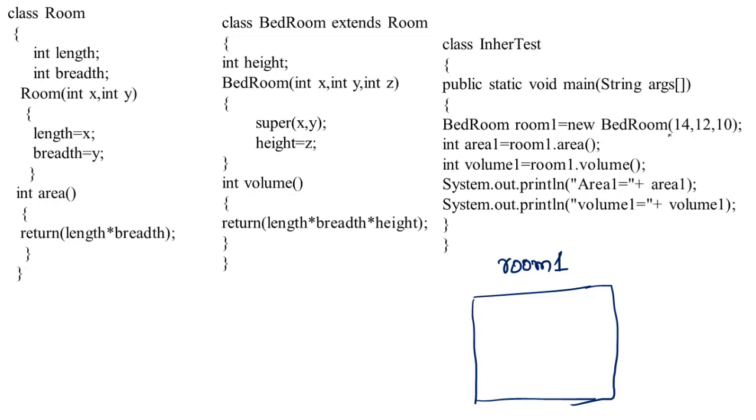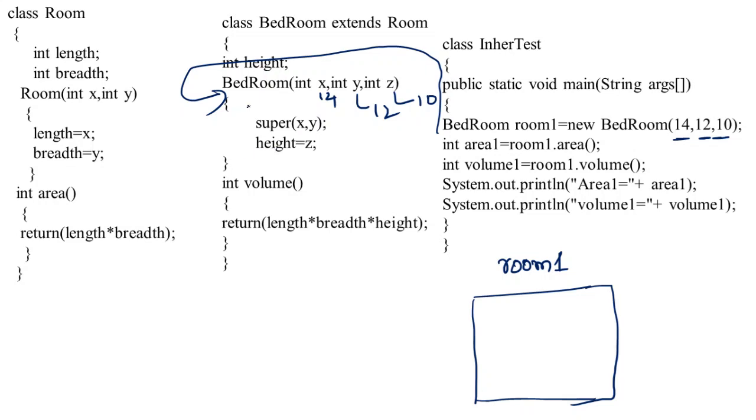We are passing 3 arguments. Once you create this object, as we already discussed, while creating the object it will call the constructor. Which one is the constructor? This is my constructor. Automatically control will come here. This 14 will be copied to x, this 12 will be copied to y, and this 10 will be copied to z. Super x comma y. This is known as the super method. This is one of the important methods in the Java programming language.